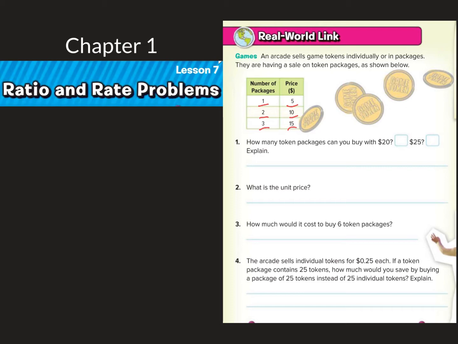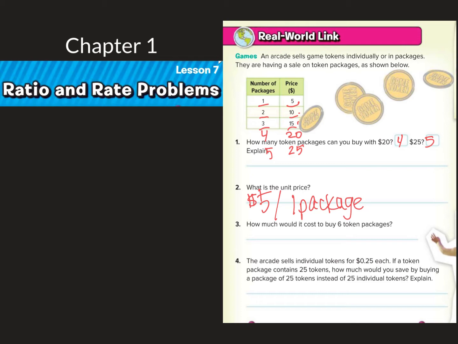How many token packages can you buy with $20 if we were to continue on the pattern 5, 10, 15? $20 would mean we could buy 4 packages. $25 would mean we could buy 5 packages. Okay, what is the unit price? The unit price is $5 per one package.